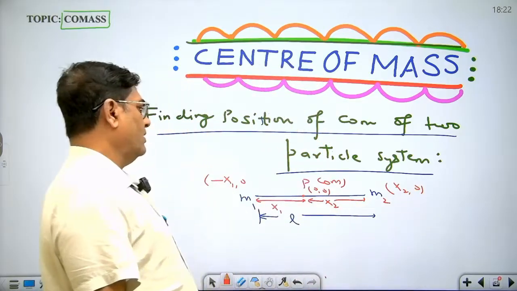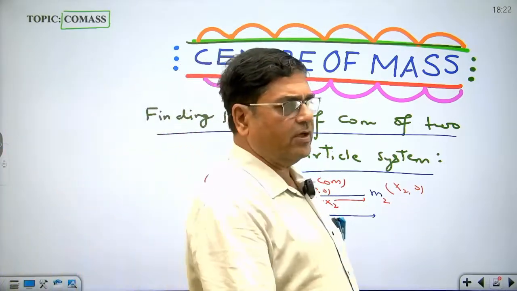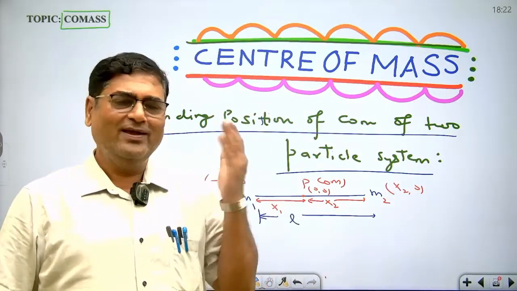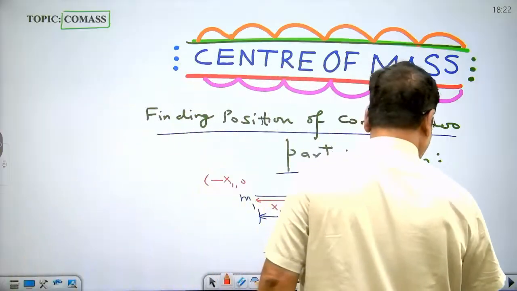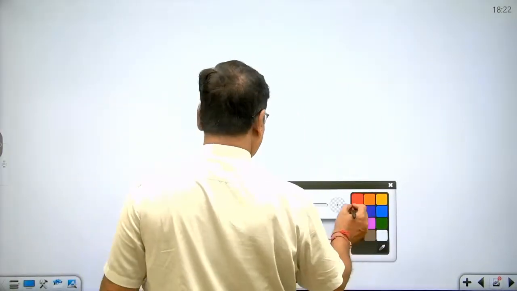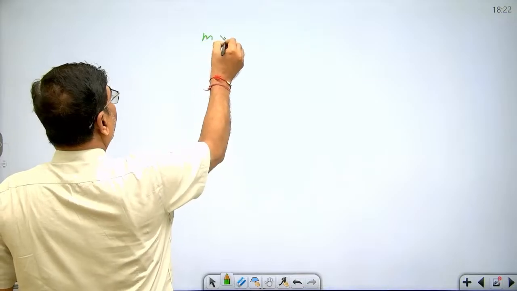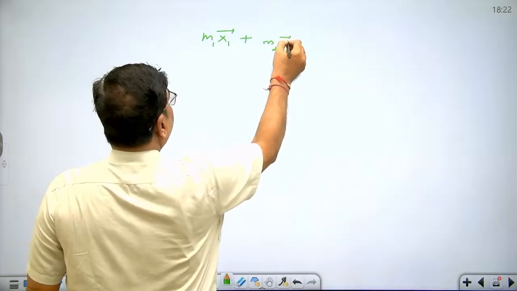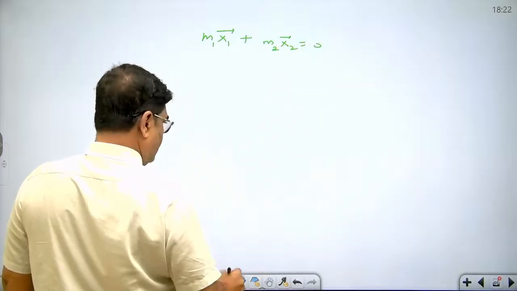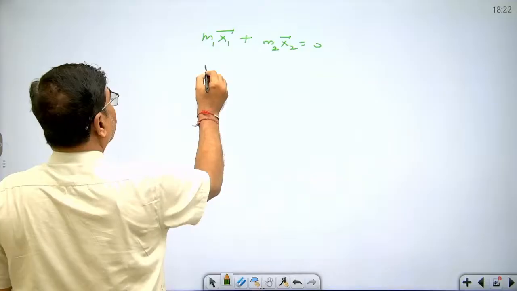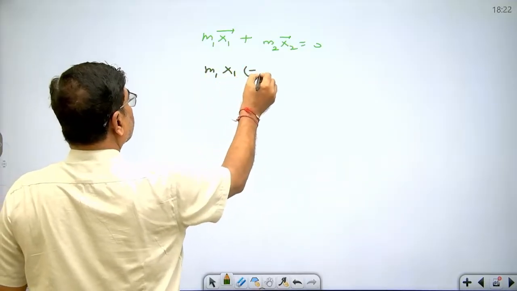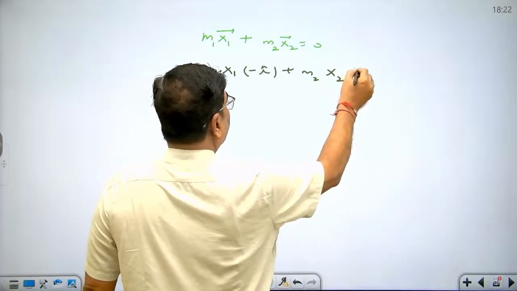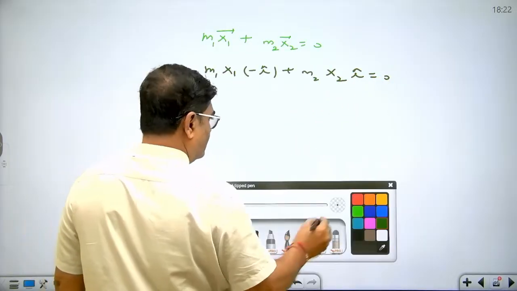Now the fundamental definition of center of mass: about the center of mass, the vector sum of moments of masses remains equal to 0. That we are applying here. So dear student, m1 x1 vector plus m2 x2 vector is equal to 0. So we get m1 x1 (minus i cap) plus m2 x2 i cap equal to 0.